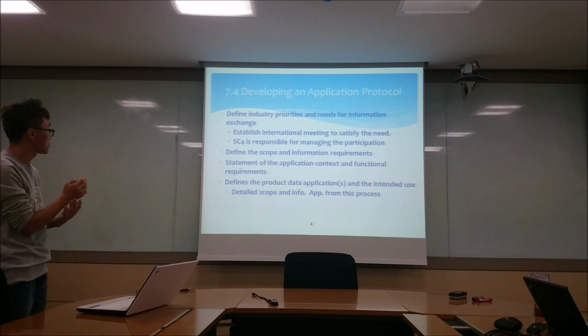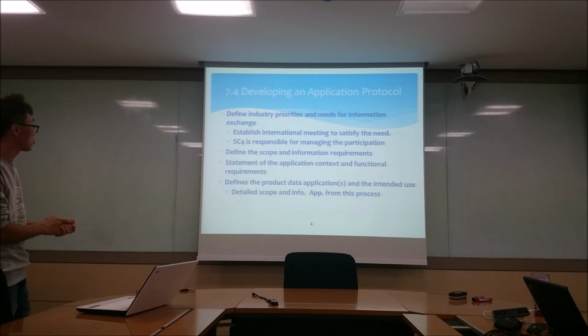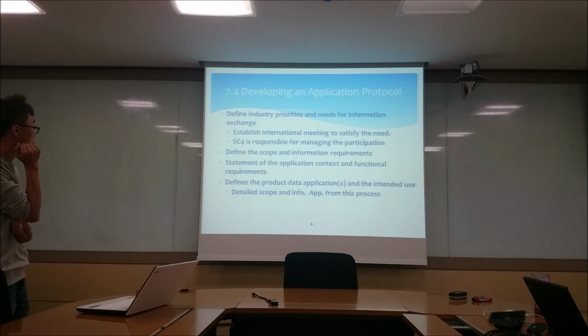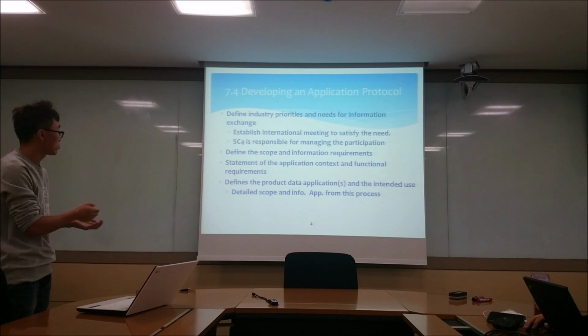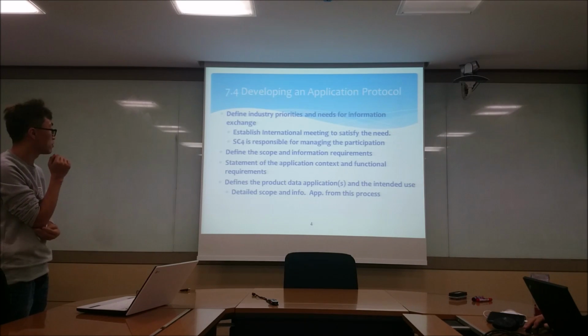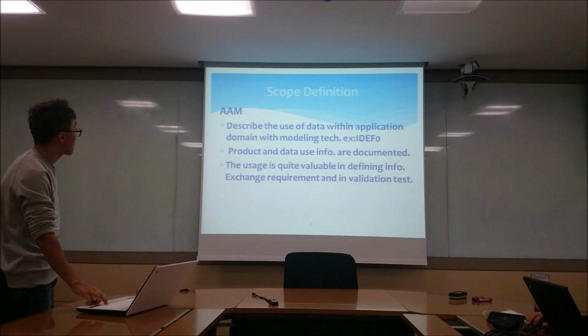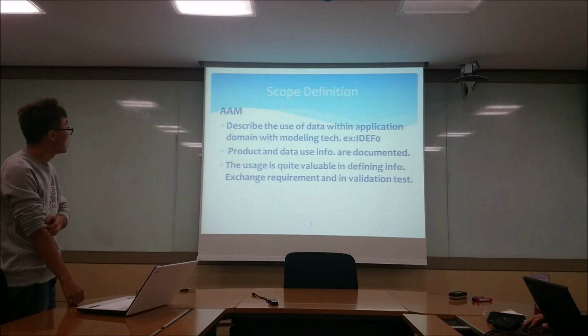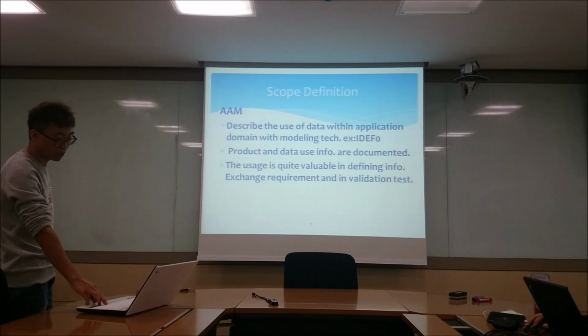During this process, the statements that are relevant to the application context, and even the functional requirements, will be given. And then we define the product data applications and the intended use. Also the detailed scope and information applications from this process will be given. And for the scope definition, last time Mohamed talked about the AAM and ARM and even AIM.